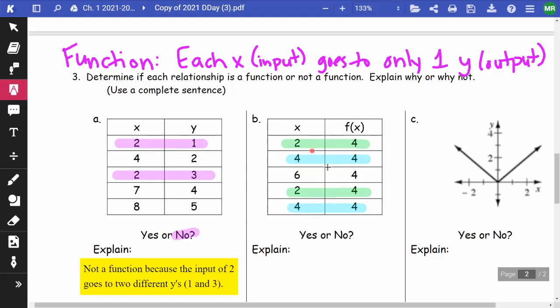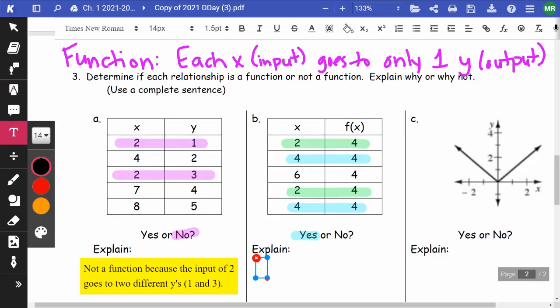That's okay. So here I have two twice, but each time it goes to four. I have four twice, but each time it goes to four. And it's not a problem that every one of these went to the same output. That's okay. I just can't have one output like this two going to two different numbers. So I can't have it going to four and then over here going to a totally different number. So is this a function? Yes. Okay. So for this, each input has only one output that it goes to.